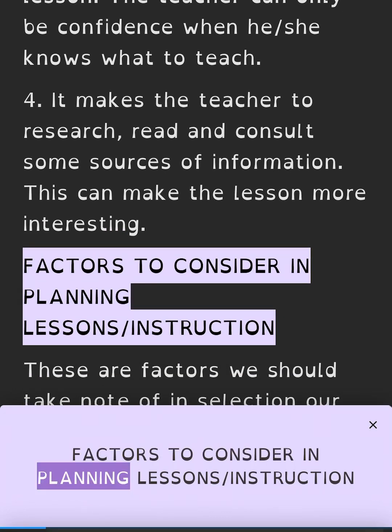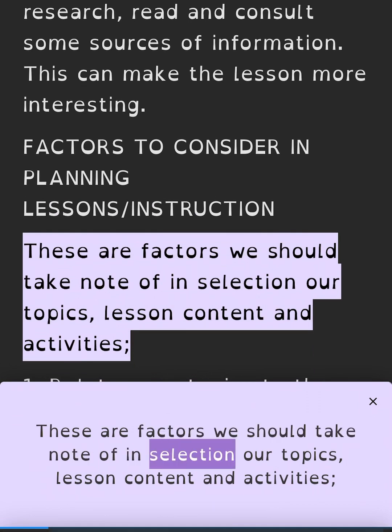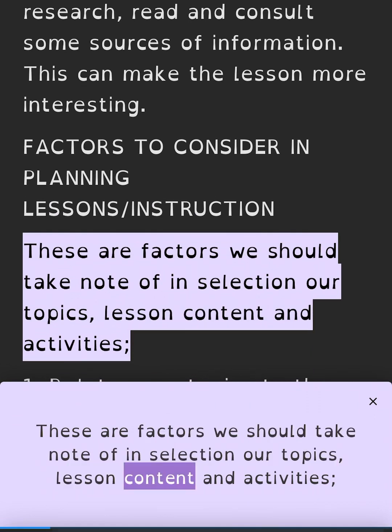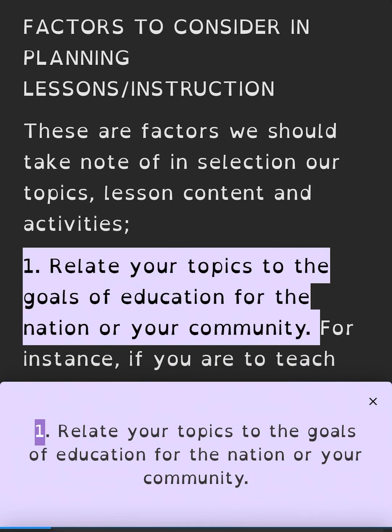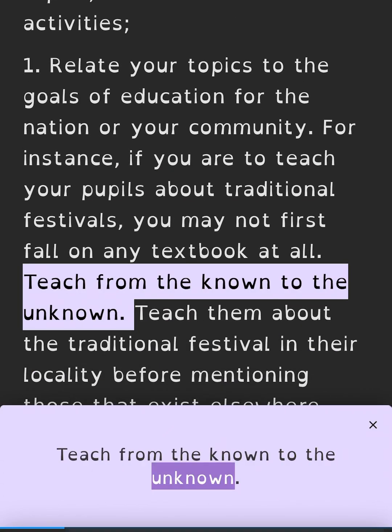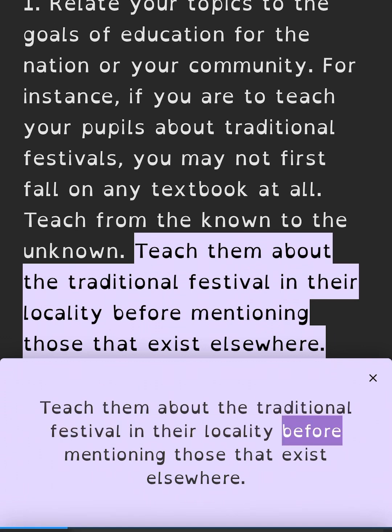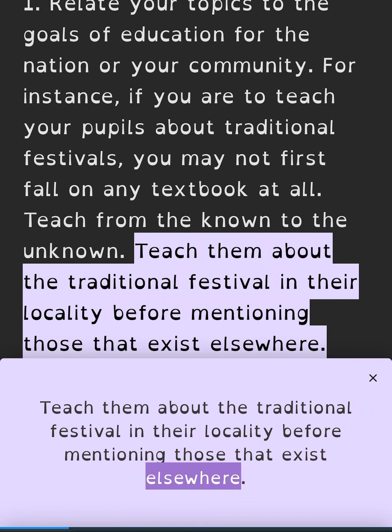Factors to consider in planning lesson instruction. These are factors we should take note of in selecting our topics, lesson content and activities. 1. Relate your topics to the goals of education for the nation or your community. For instance, if you are to teach your pupils about traditional festivals, you may not first fall on any textbook at all. Teach from the known to the unknown. Teach them about the traditional festival in their locality before mentioning those that exist elsewhere.